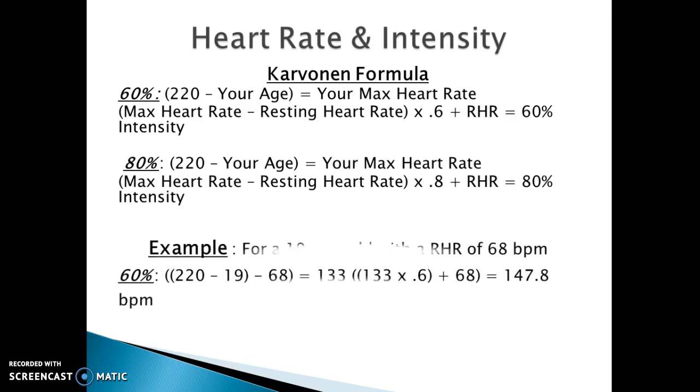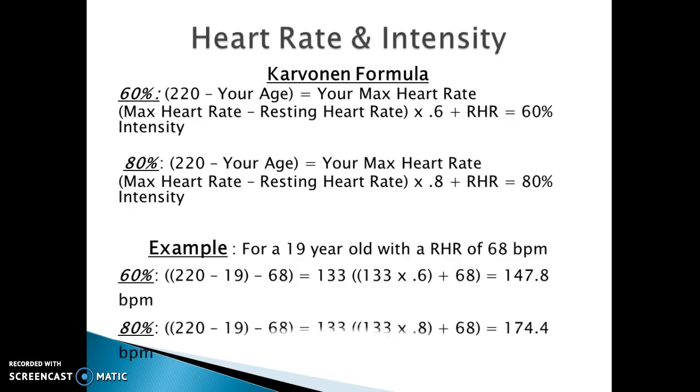So, to give you a quick example, let's say a 19-year-old with a resting heart rate of 68 beats per minute. To give you some actual numbers, 220 minus 19, their age, gives them 201, and 201 minus 68 gives 133. 133 times 0.6, or the lower end, is going to give 79.8, and then we're going to add 68 beats per minute, the resting heart rate, back to 79.8 to give 147.8.